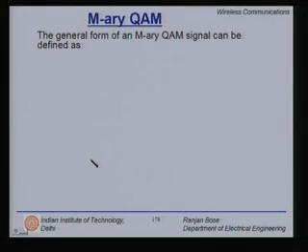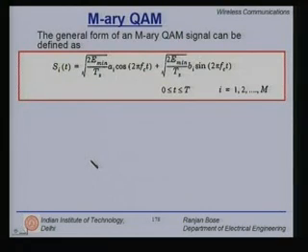The general form of an M-ary QAM signal can be defined as follows. Here, as you can see, I have the two axes cos 2 pi f c t and sin 2 pi f c t, and then these are the normalizing factors, square root of 2 E min over T s. I have a_i's and b_i's. Here i can vary from 1 through M, and these actually tell you where exactly on the x and the y axis your signal point is located.